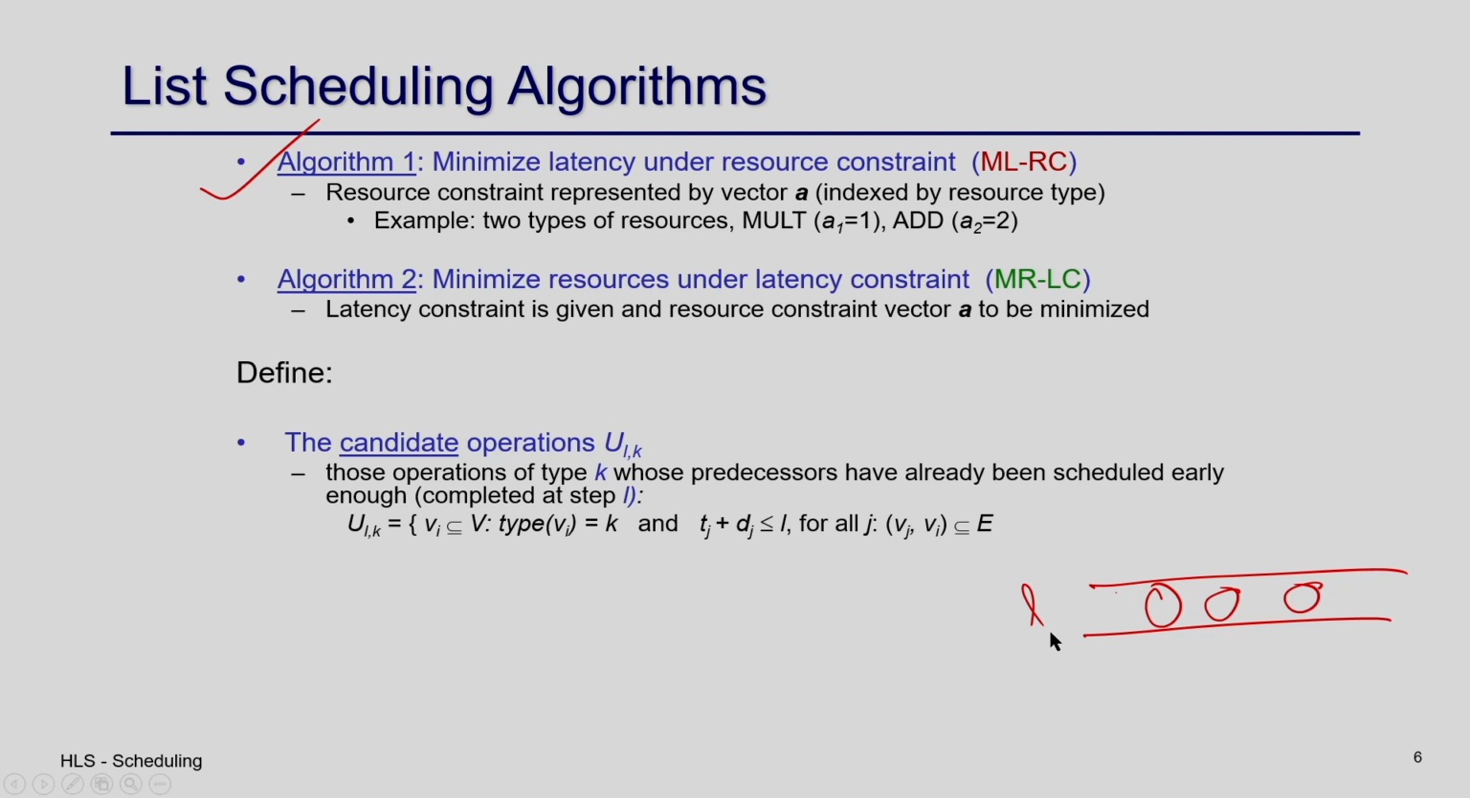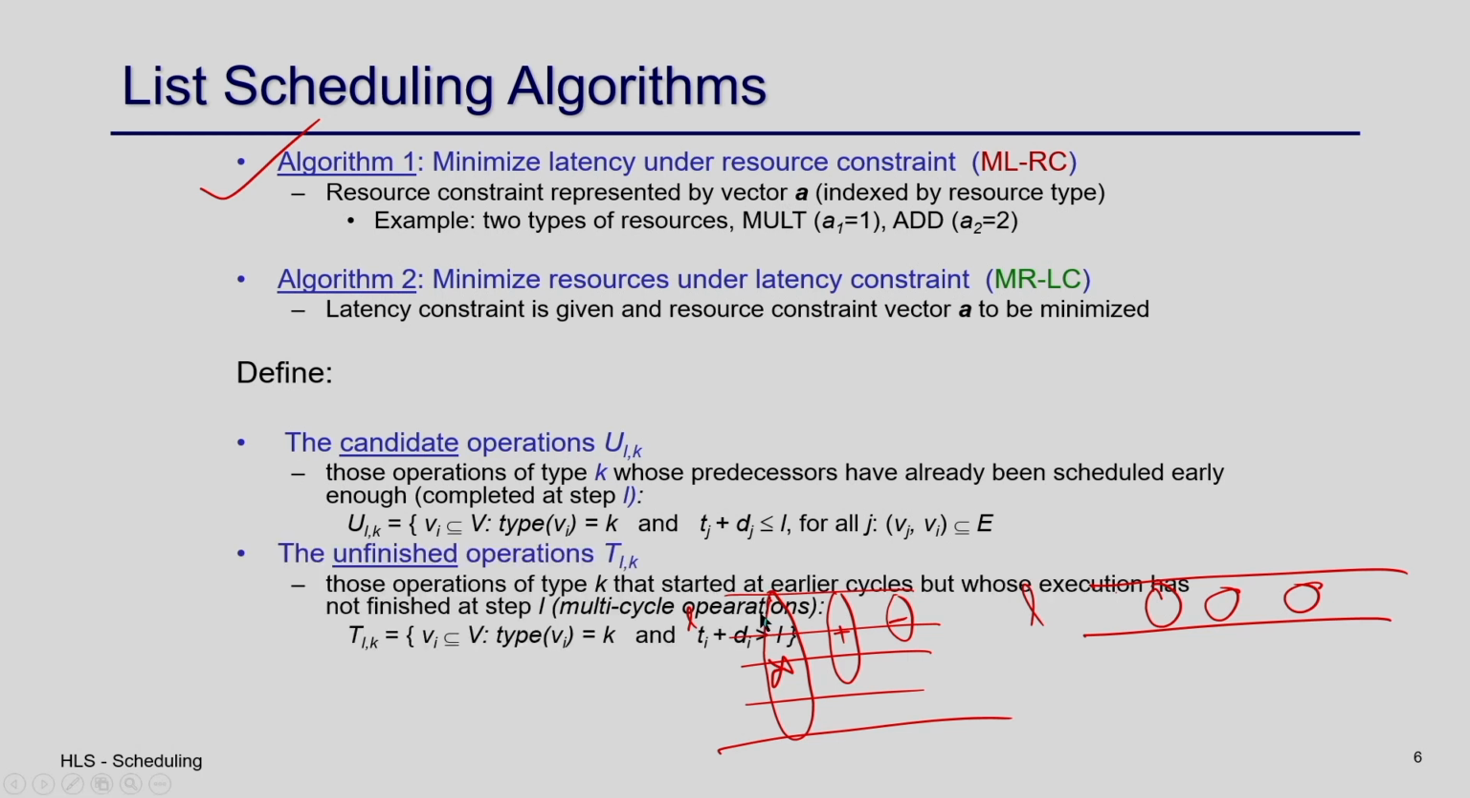But in general the nodes can have multiple delays. So, if a node is scheduled in time step L, it may continue for 2 cycles, 3 cycles or many cycles based on the type of the node. This may be a multiplier, this may be an adder, this may be a divider and so on, right. So, the delay may be more.